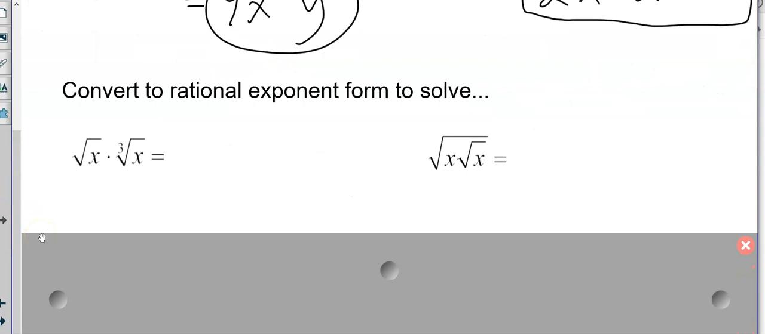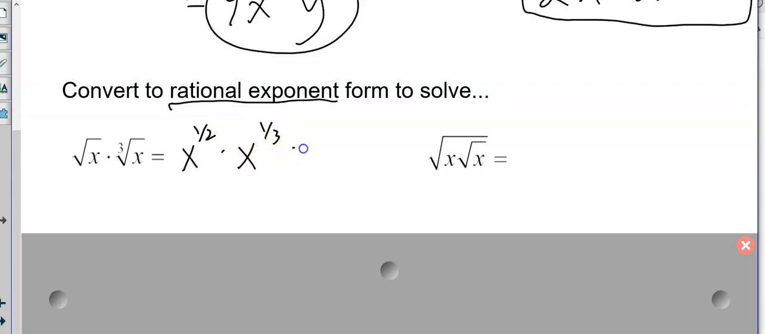Now, when you come to a problem like this, I don't know how to do this in radicals. So really tough problem, convert them to rational exponents. So this is what this means. We're going to have x to the 1/2 times x to the 1/3.